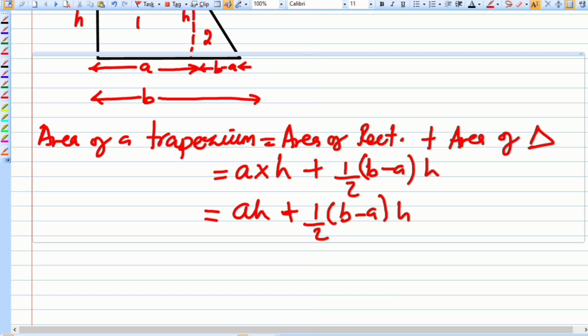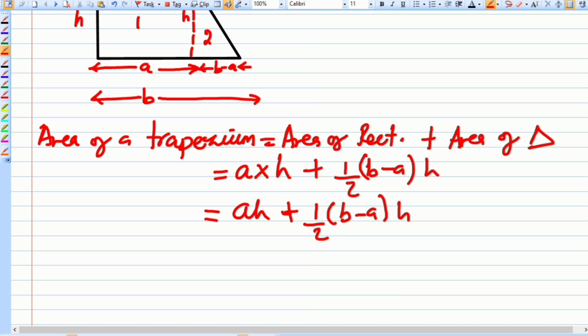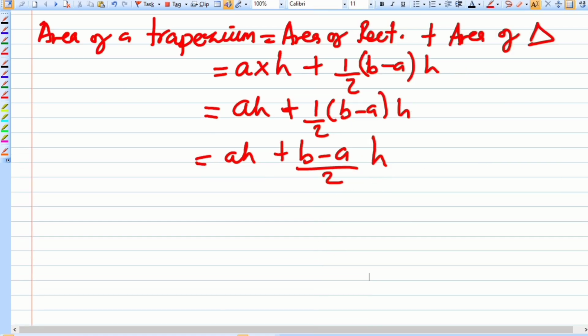So what is common? You see that H is common, right? So since H is common, we're going to factorize. Or rather, let's just expand this. We have AH plus B minus A all over 2, times H. So again, H is common, so I'm going to factorize. So finally, our area A is equal to, since H is common, I'm going to put it out. And then we have A there because H is going to cancel H. You have A plus B minus A all over 2.